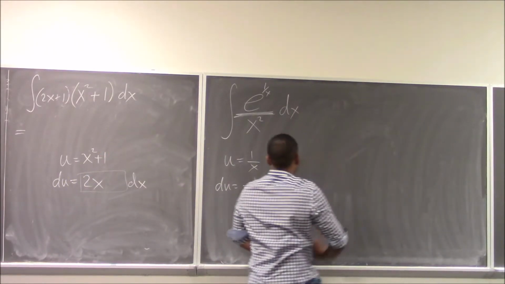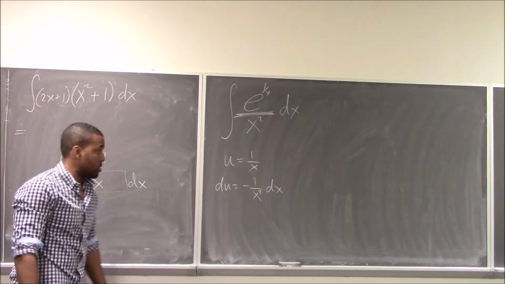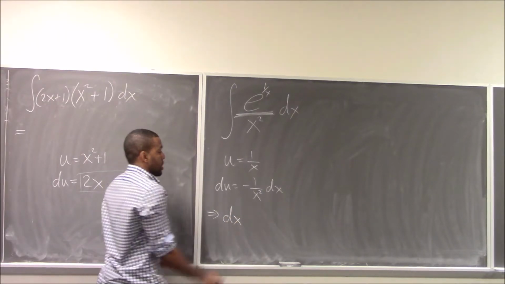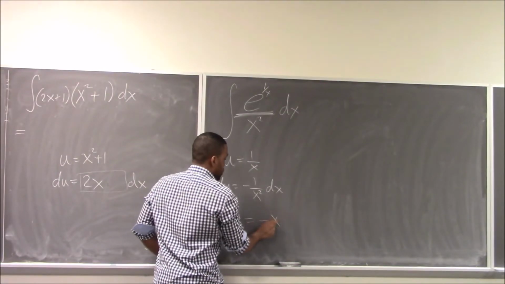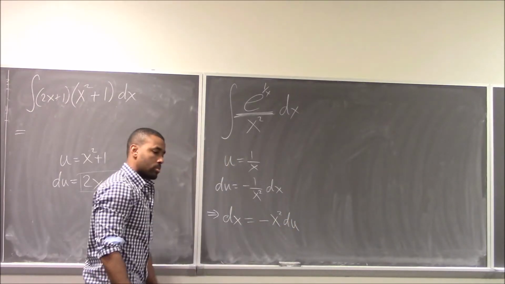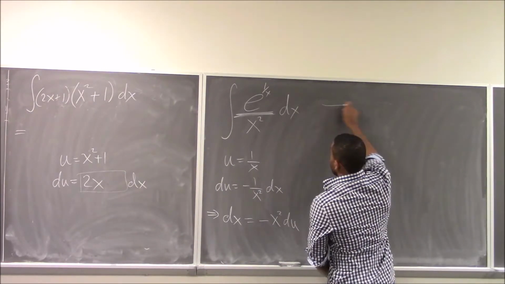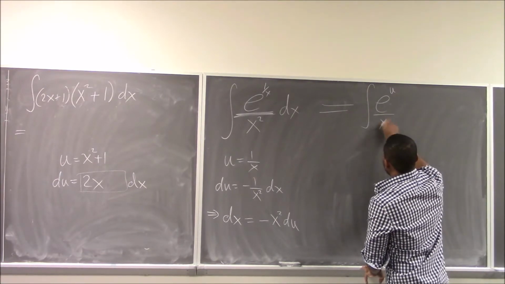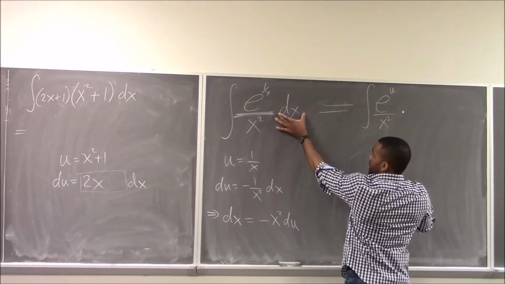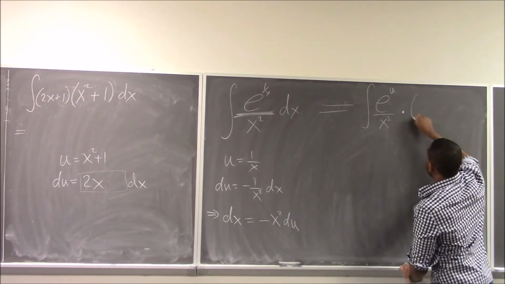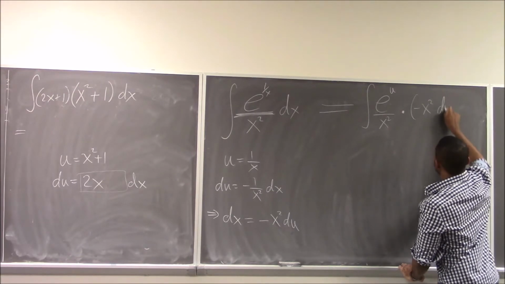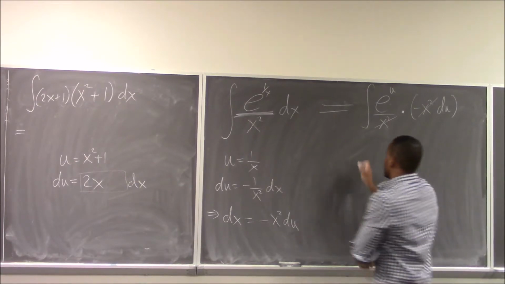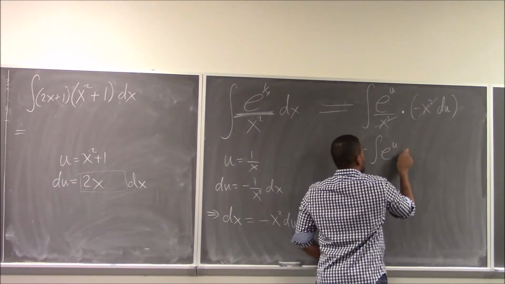Now, that being said, we have 1 over x squared from our derivative, which means I can solve for dx. Now my dx is just going to be minus x squared du. And so now I can substitute that in. This is e to the u over x squared times my dx, which is minus x squared du. The x squared on the top will cancel the x squared in the bottom. That negative sign I can factor out.